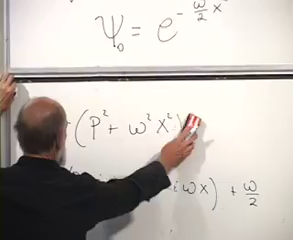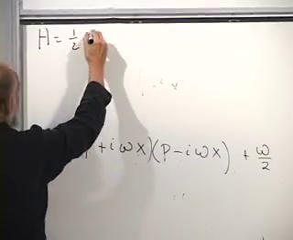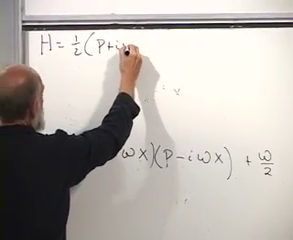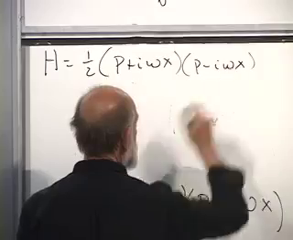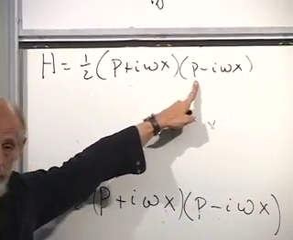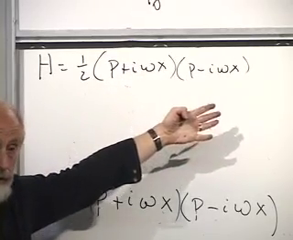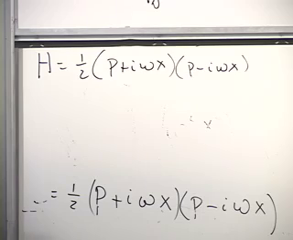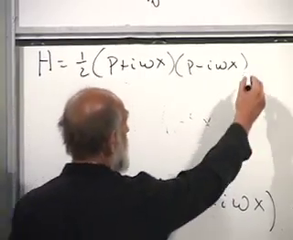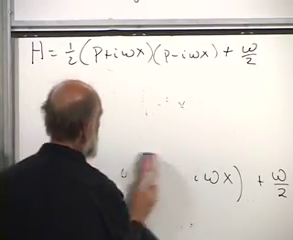Okay, here we are. Here's our Hamiltonian. Let me rewrite it up here. H equals 1/2 (p plus i omega x) times (p minus i omega x). Notice these are Hermitian conjugates of each other. Classically, it would just be complex conjugate, but they're Hermitian conjugates of each other. Plus omega over 2. Okay, that's our starting point.